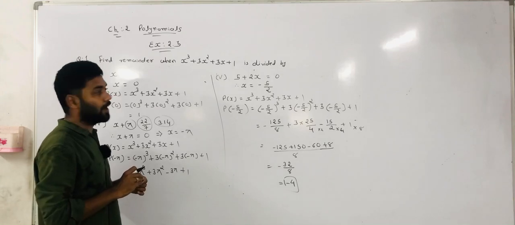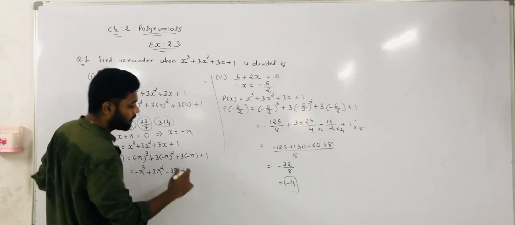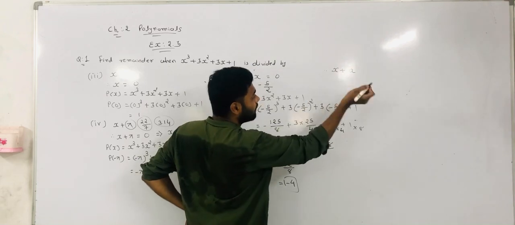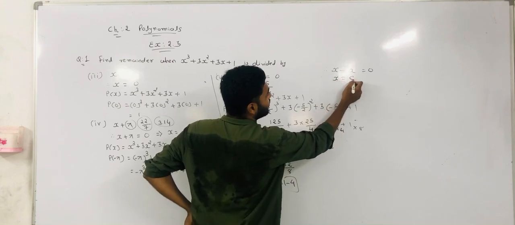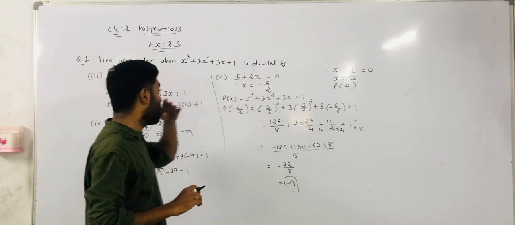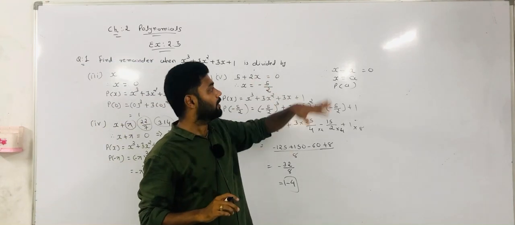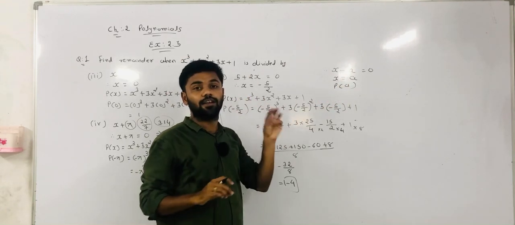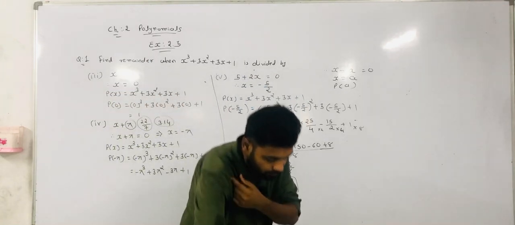So this way you can find the remainder by using the remainder theorem. Simply, in the remainder theorem we have seen that if your given factor is of the form x plus a or x minus a, then by comparing it to 0 you will get x equal to a, and simply find the value of p of a. So this way we will find the remainder when your given factor is of the form x minus a or x plus a, or x as a linear form. Then and there you can apply this method.